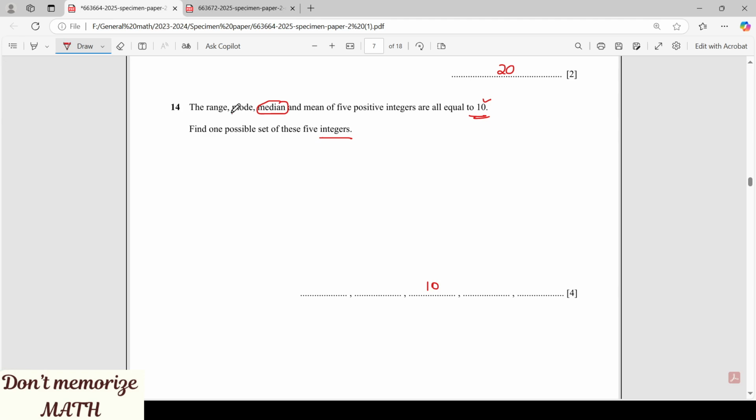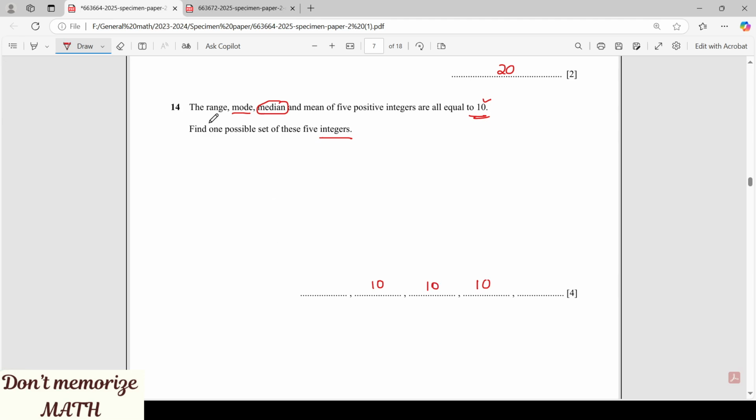Okay, so mode is given, mode is also 10. Mode means the number which appears most, so 10 must appear more than one time, at least 2 times. For balancing this, because we have mean is 10, I will write 10 here. Now you can see for these three numbers, 10 came most of the time and only 10 we have. Then median is 10.